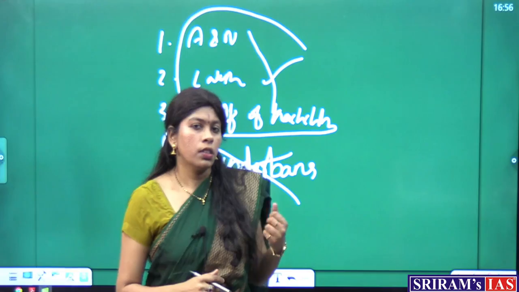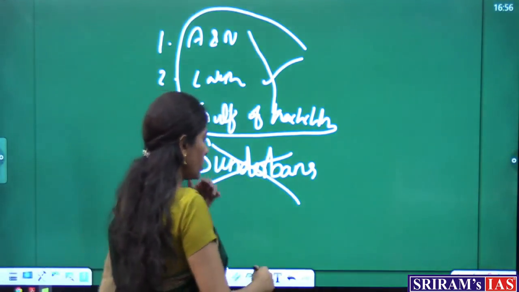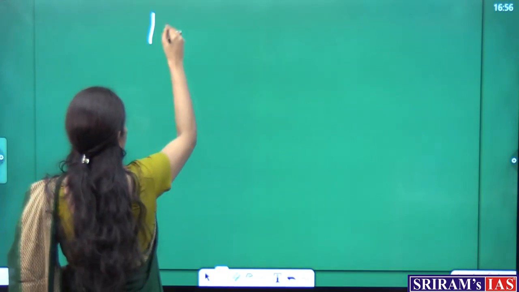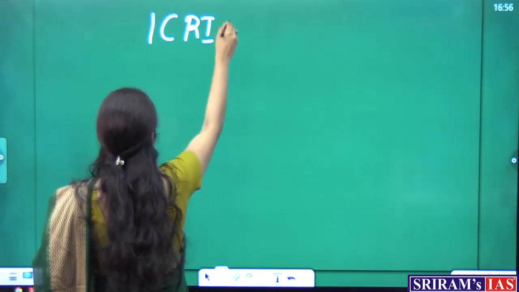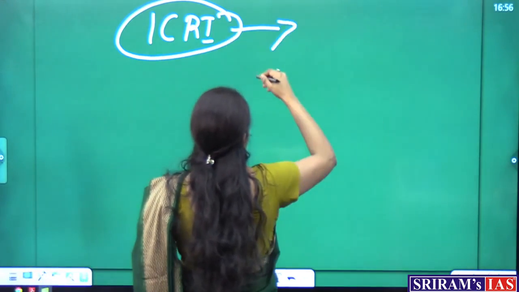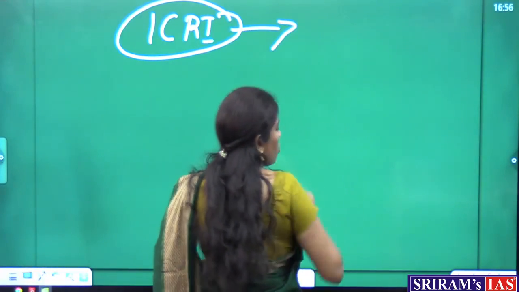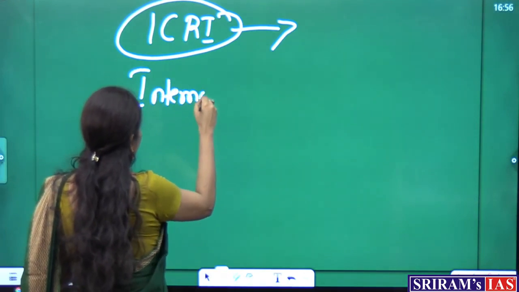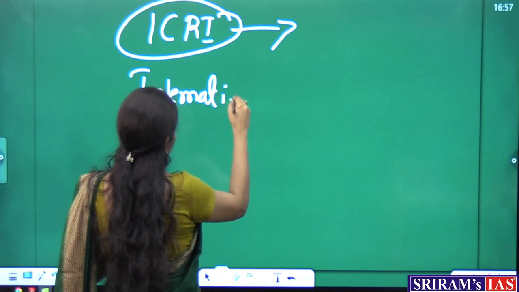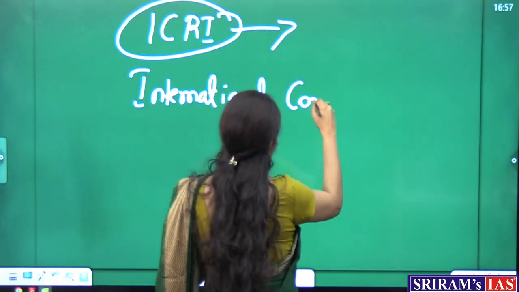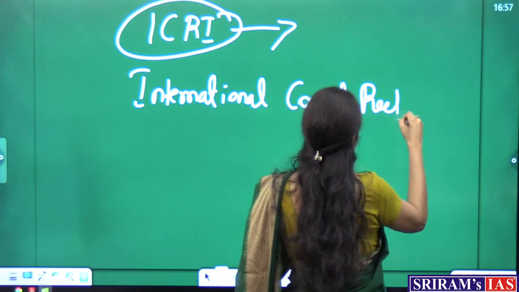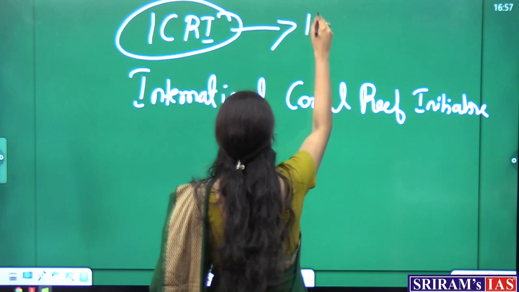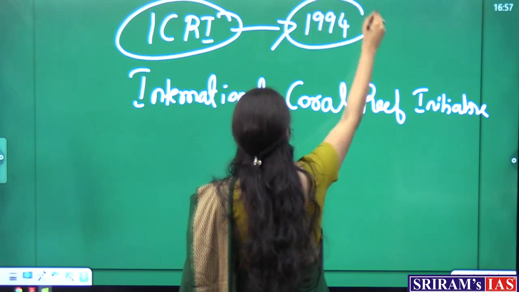And now the protection measures. Let me discuss one topic, and the rest we will be doing in our classes. ICRI. Why I am choosing this topic is, this ICRI is a body, and the full form is International Coral Reef Initiative. This started in 1994.